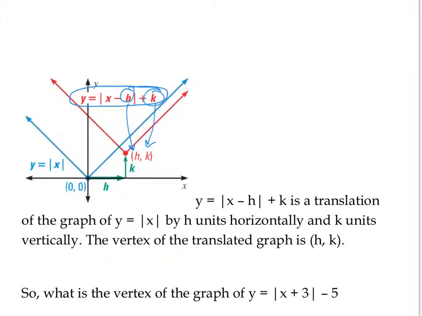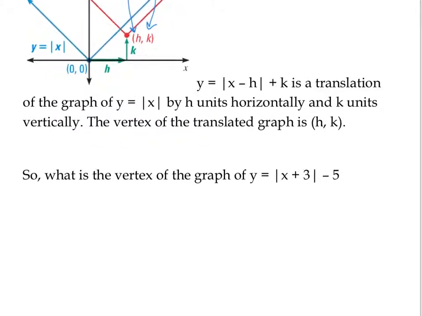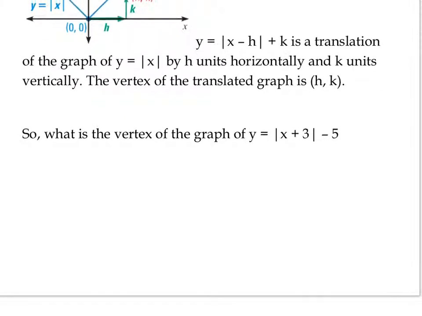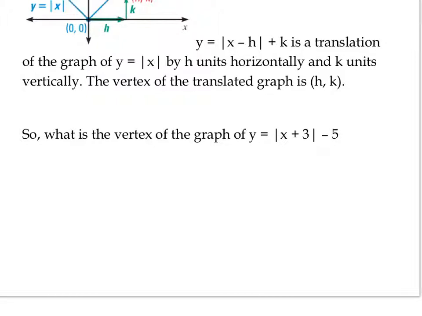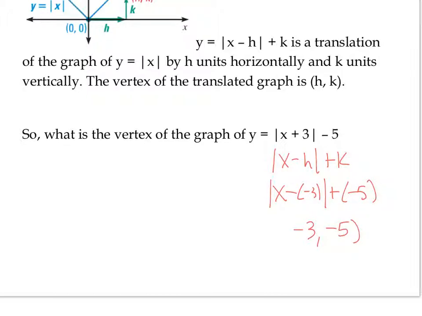Okay? We can see that in this next example. It says, what's the vertex of the graph of y equals absolute value of x plus 3 minus 5? Okay, without even graphing it or making a table, keep in mind this is x minus h plus k. So that's x minus negative 3 plus negative 5. So there's our h value, negative 3, and our k value, negative 5. So it's our x and y of our vertex, negative 3 comma negative 5.